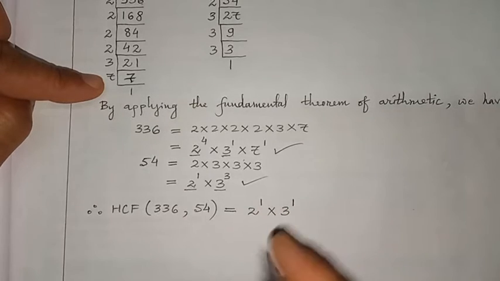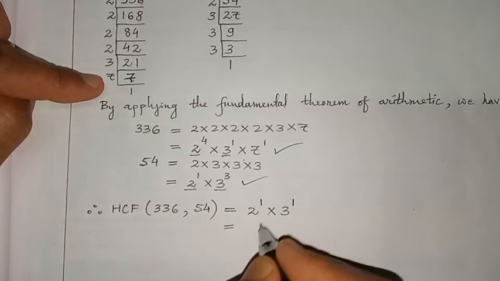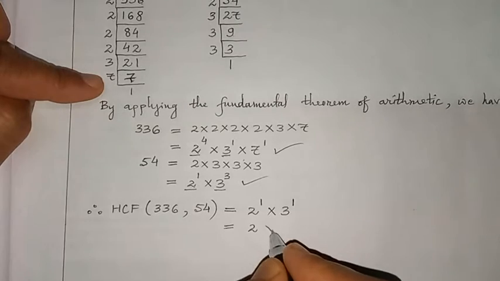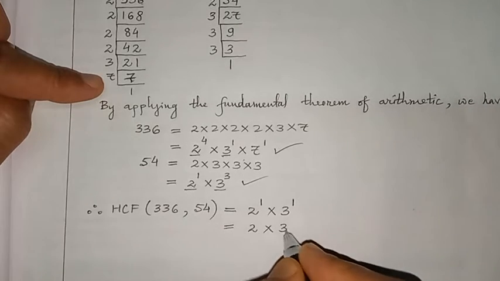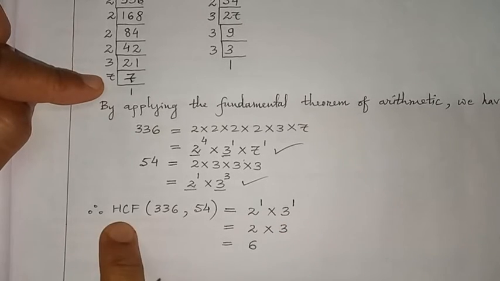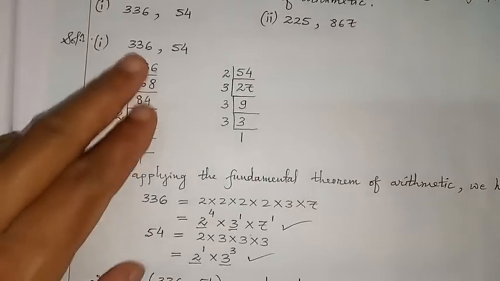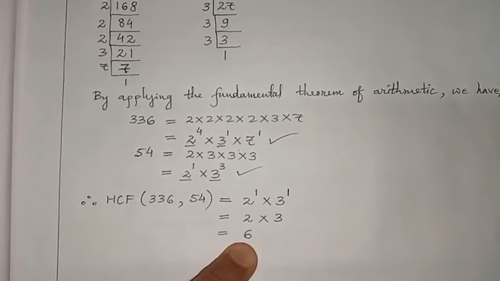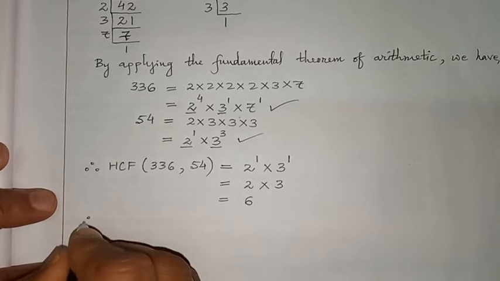Okay. So now let's multiply. 2 raised to power 1 means what? It means it's 2 one time, means it's power 1. Power 1, no need to show. 3 raised to power 1 means what? 3 is 1 time. 3 is power 1. So now multiply 2 into 3, 6. That means the HCF of these two given positive integers is 6. Okay. Clear? Now let us find LCM.